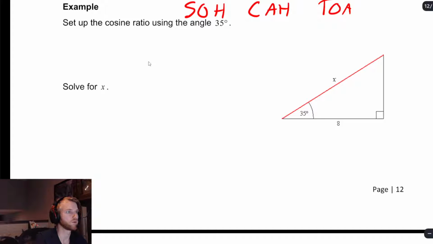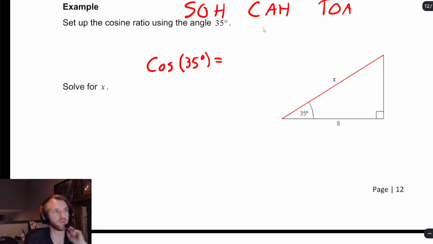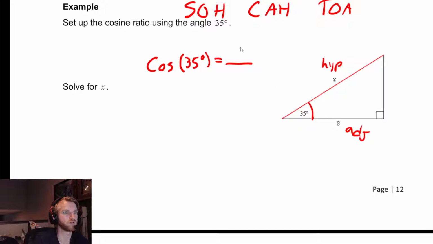Okay, so cosine, we write COS, of the angle 35 degrees is equal to the adjacent side over the hypotenuse. Adjacent is going to go on the top and hypotenuse is going to go on the bottom. If we're looking from this angle here, this is our adjacent side. This is our hypotenuse. Adjacent is the one going on the top. That's our 8. And hypotenuse is going on the bottom. That's our x.